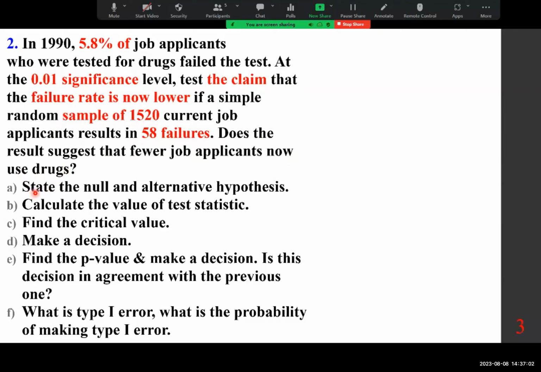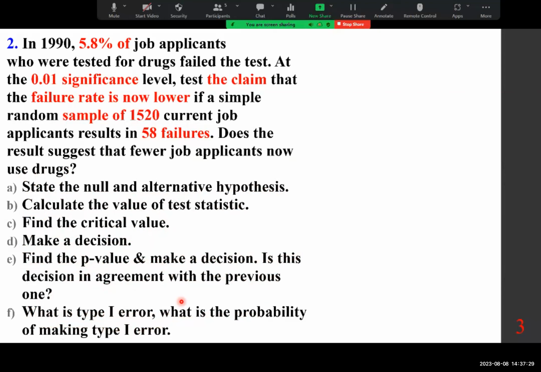Should I read A, B, C, D, E, F? Sure, please. A, state the null and alternative hypothesis. B, calculate the value of the test statistic. C, find a critical value. D, make a decision. E, find a p-value and make a decision. Is this decision in agreement with the previous one? F, what is type 1 error? What is the probability of making type 1 error?